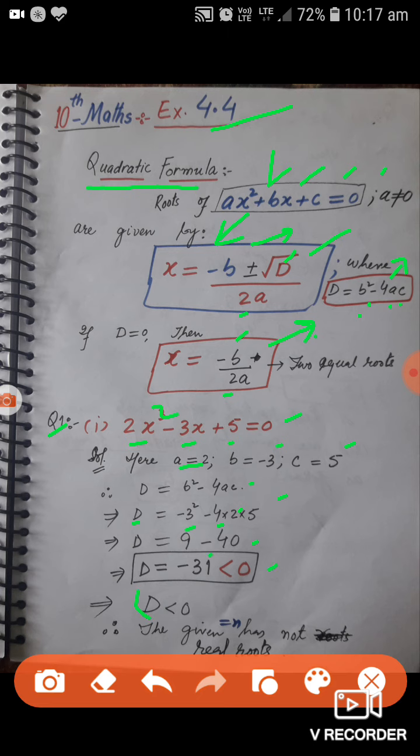We know that when D is less than 0, then the roots of the equation are not real, therefore the given equation has no real roots. So in this case, our given equation, that is 2x square minus 3x plus 5 equal to 0, has no real roots. Now let's have a look at another equation.